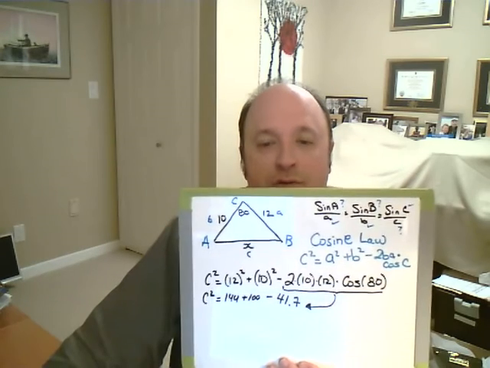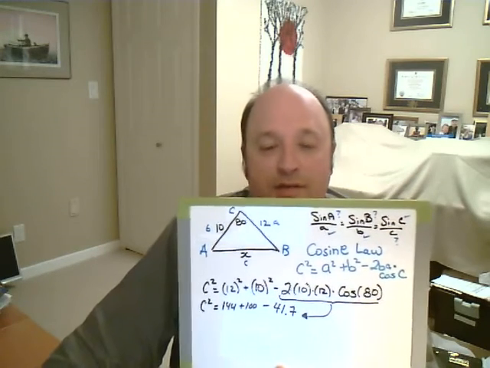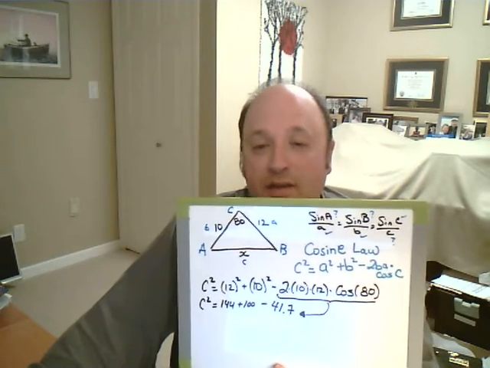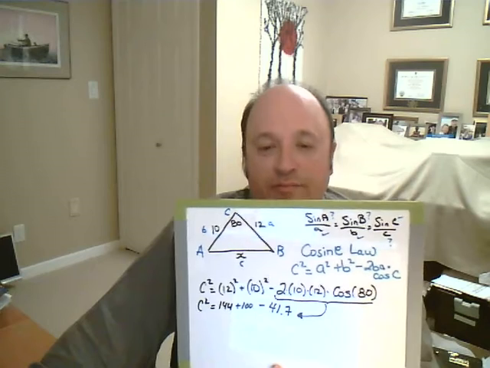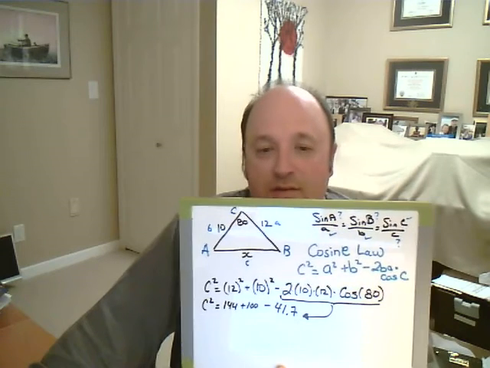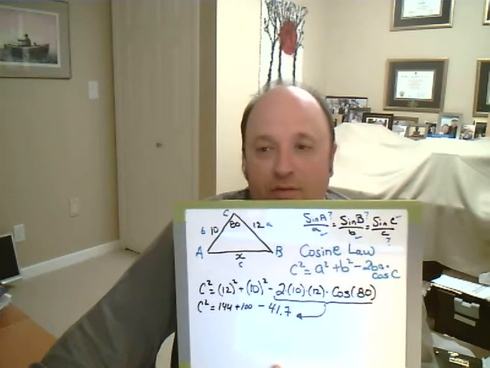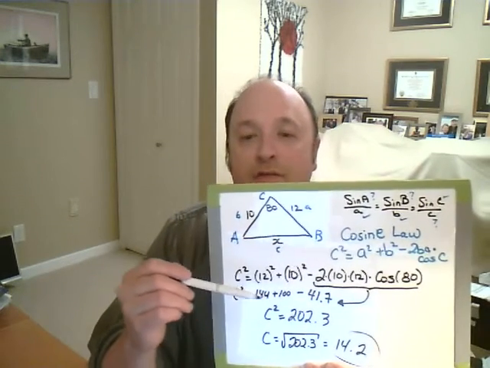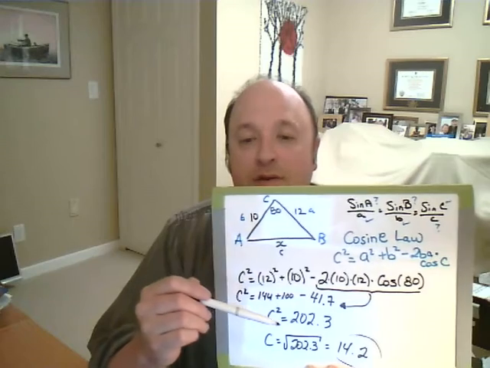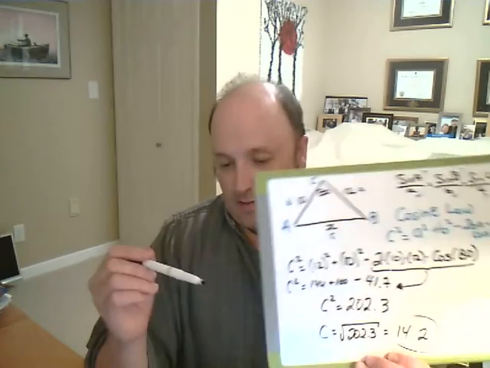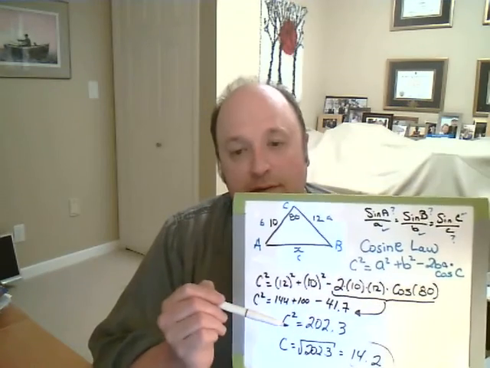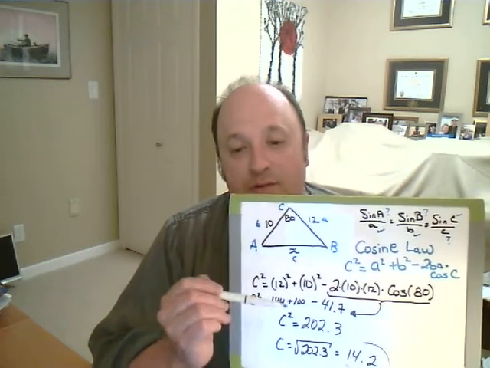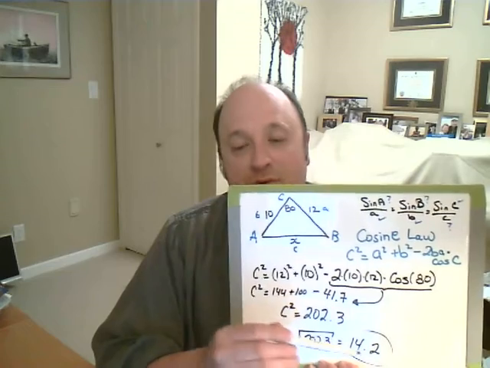Okay, so those are my numbers. 144 plus 100, that's easy enough. And then 2 times 10 times 12 times the cosine of 80. If you do it properly, it should be like 41.7 or something. So now it's not too hard. I just gather all of those things up and square root at the end. So I gather all those things up, and I got c squared is equal to 203. So I have to take the square root of both sides. So c, when you take the square root, winds up getting you 14.2.